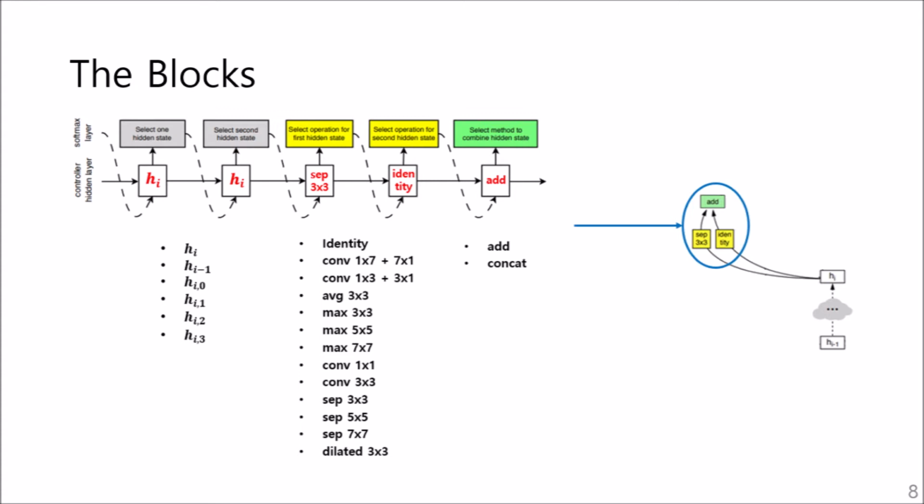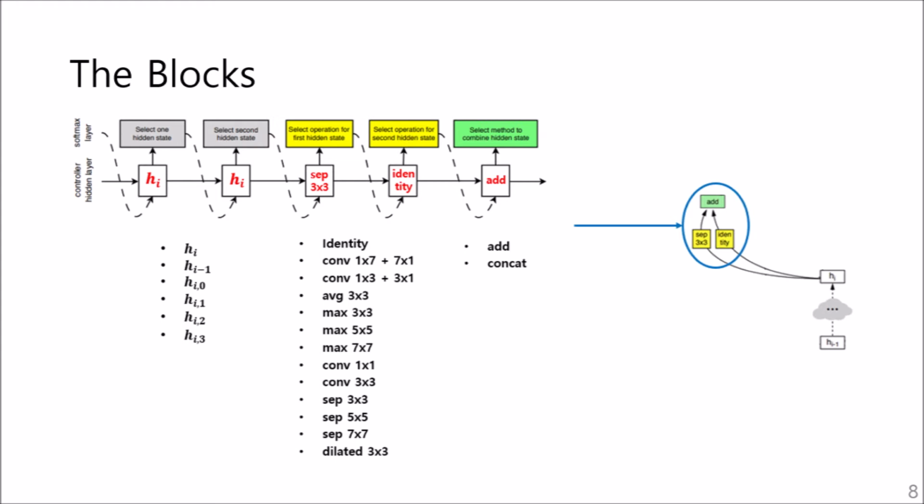First, let me explain the smallest unit, named block. As shown in the figure above, the values of 5 RNN controller outputs determine one block. 2 hidden state inputs, 2 operations, and 1 combination method are determined. The first 2 RNN layers determine the operations' inputs. Second, the following 2 RNN layers determine the operation types, and there are a total of 13 types of operations. The final RNN layer determines the combination method between the operations.